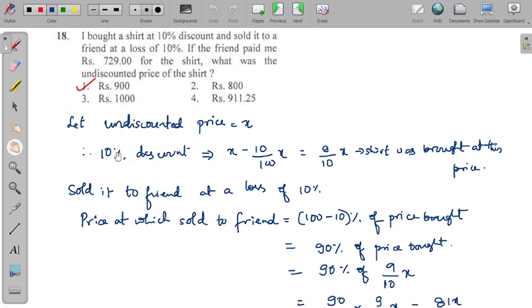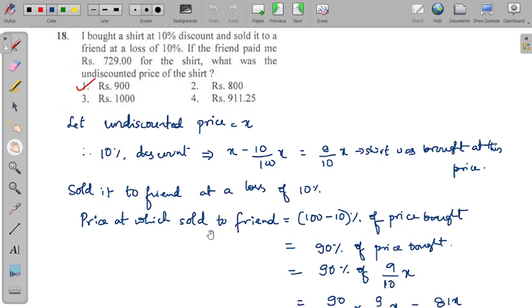Okay. So that is after deducting the discount, I will get the shirt for 9x by 10. Sold it to a friend at a loss of 10% on this purchase price. Price at which sold to friend equals 100 minus 10% of price bought. That is, sold it to friend at a loss of 10%.